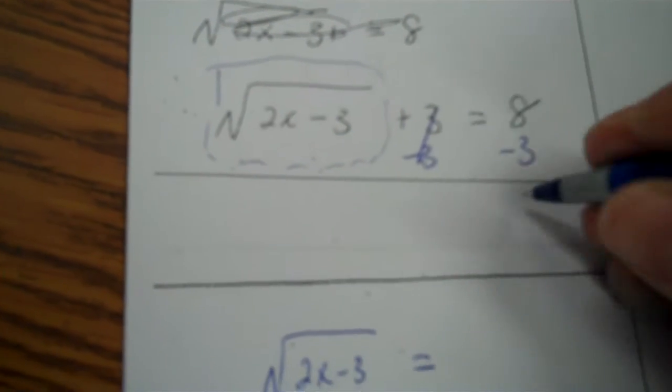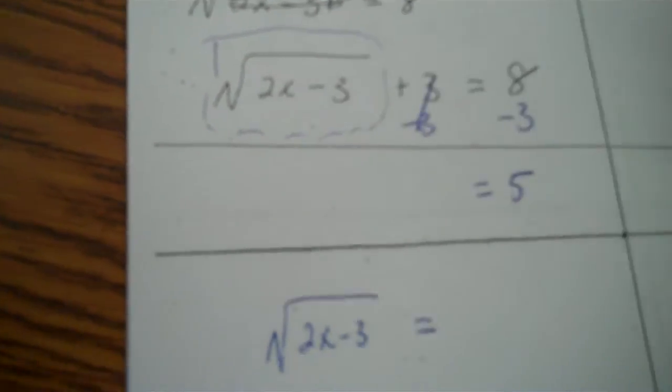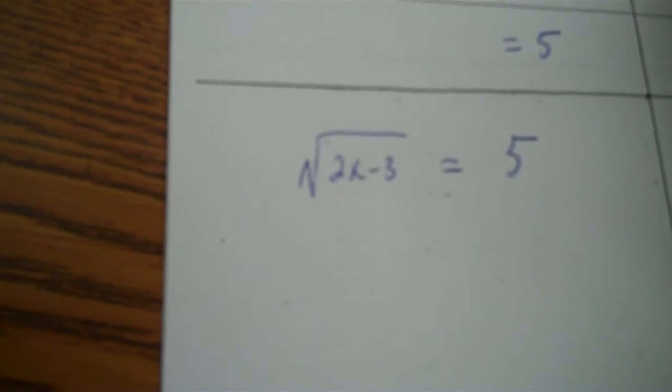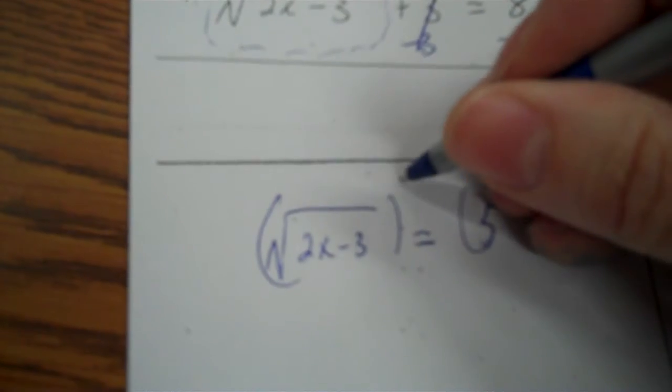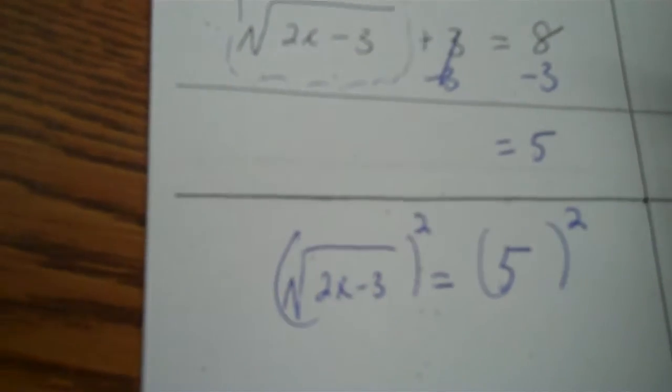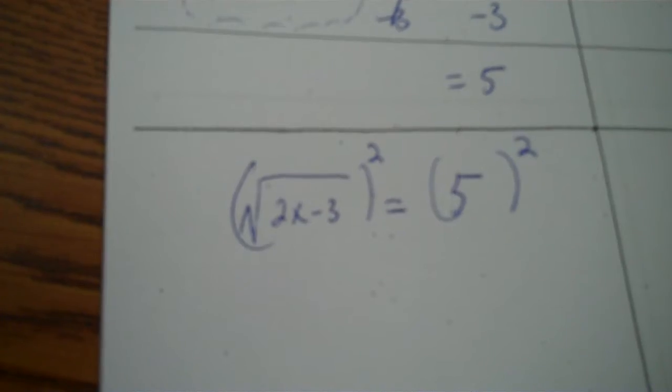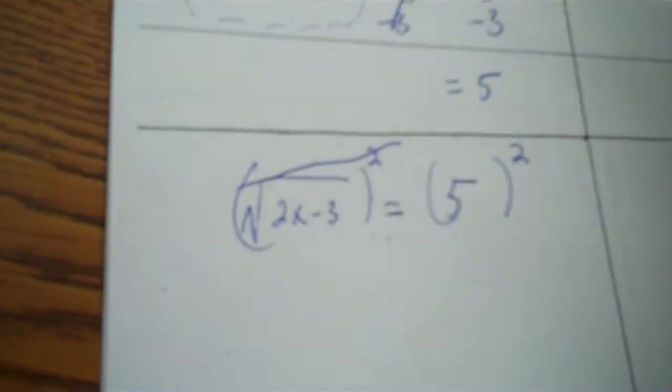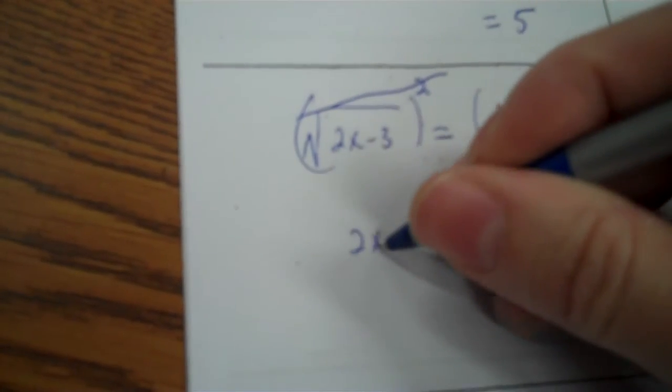Right now we have one. We have a plus 3. So the opposite of plus 3 is to minus 3. And then that's going to equal 5. And then there's nothing outside of the radical, so I just put 5. Now once we're to that point, to get rid of the radical, you're going to parenthesize each side. And the opposite of a square root is a second power. So then those cancel, and I have 2x minus 3.